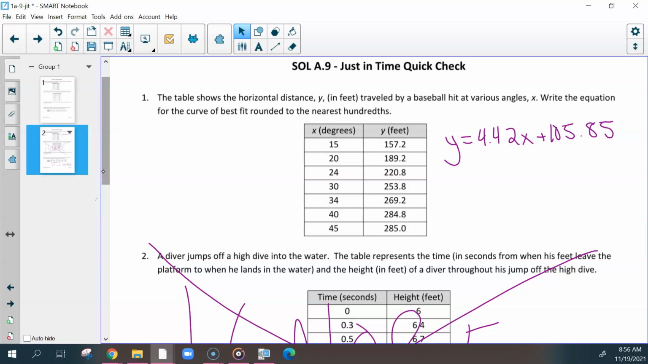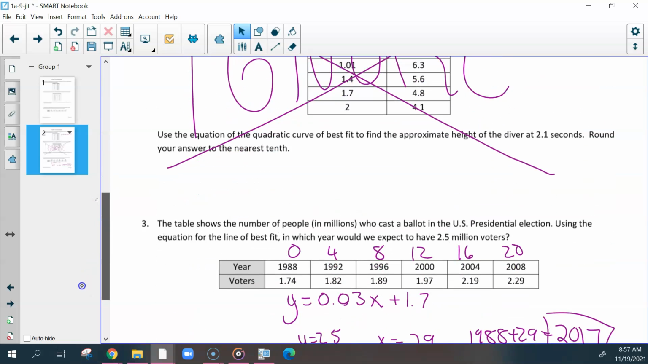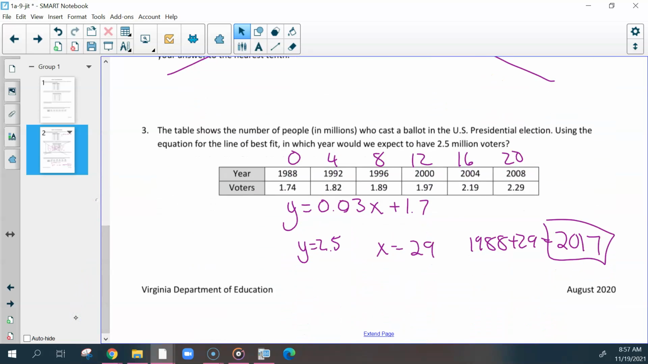Skip number 2 because it's asking about quadratic best fit, and we haven't touched on quadratics. When we get there, that's when we'll touch on that again. Number 3, you need to change the years to 0, and then how many years has it been since? When you found that equation, it should have looked something like this.